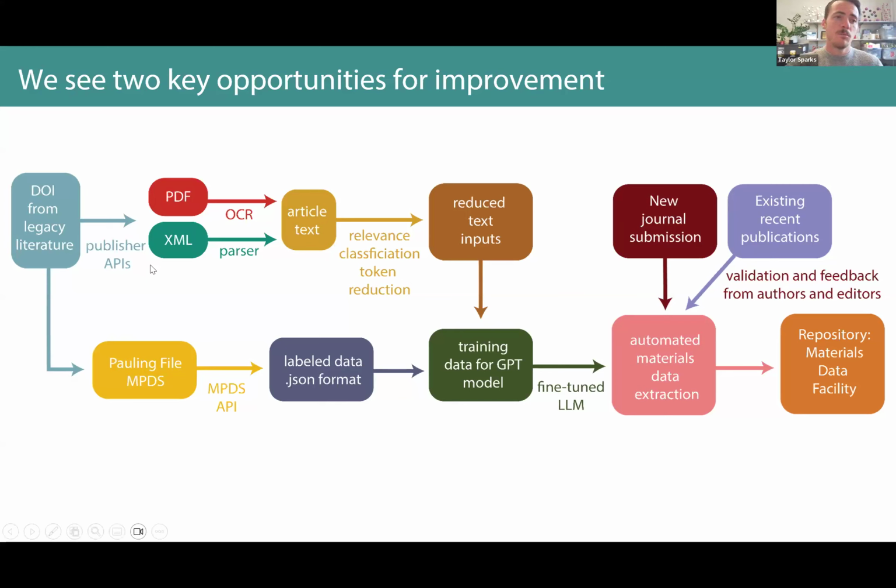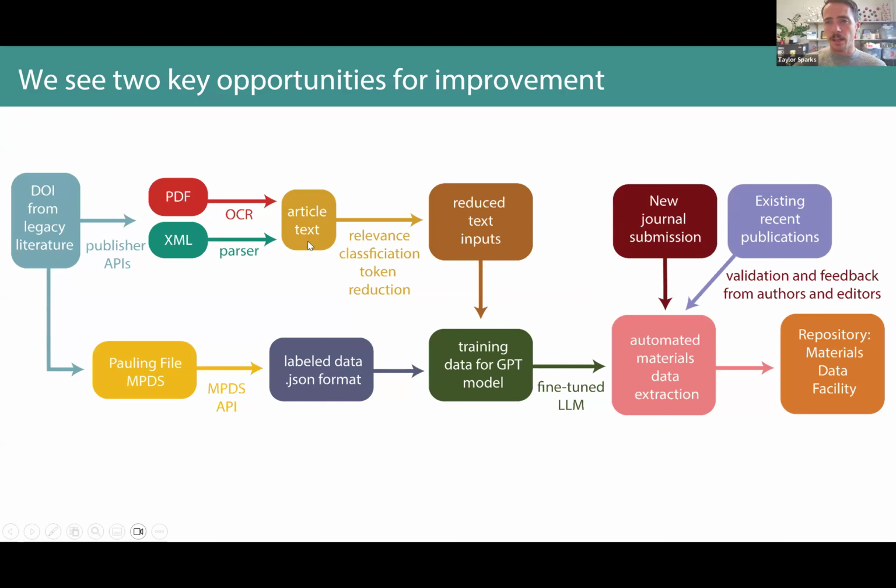Here's our idea. We said, what if we pull the DOI from a PDF, some article? From that DOI, we should be able to get the PDF, or ideally the XML if it's available. So now we've got the article text. Then we need to pass this through some sort of data reduction, right? So that we can reduce the token size.